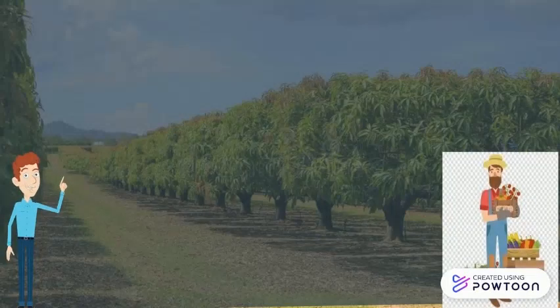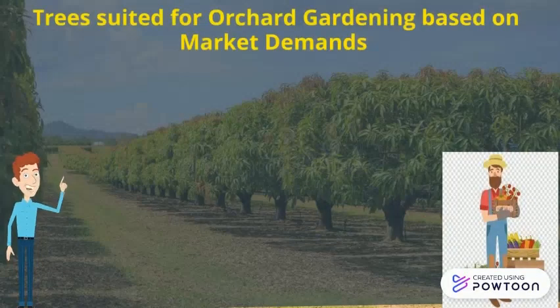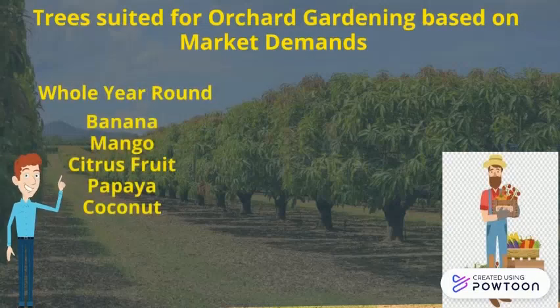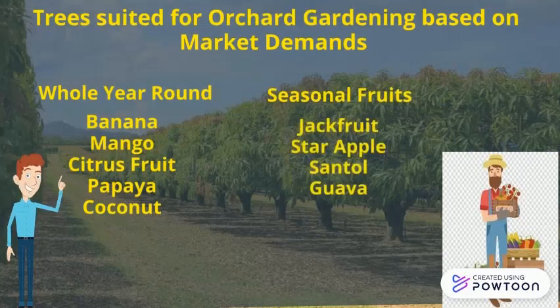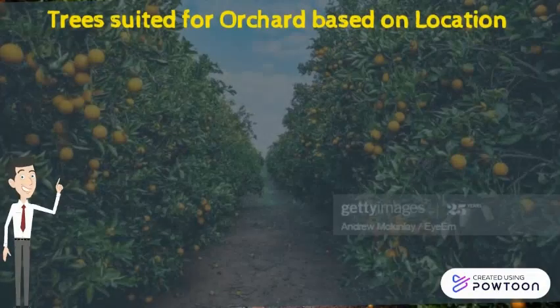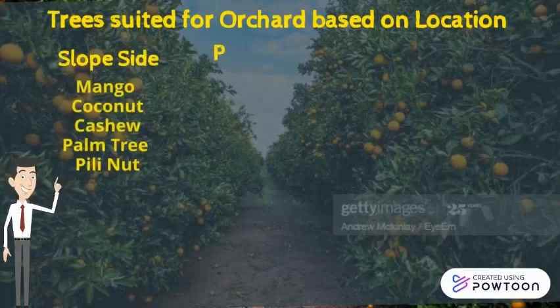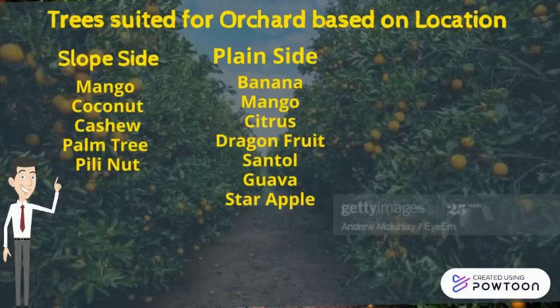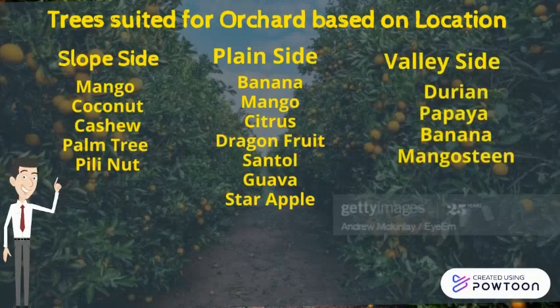Examples of trees suited for orchard gardening based on market demands: for whole year round, or seasonal fruits. Examples of trees suited for orchard based on location: slope side, plain side, valley side, hillside.